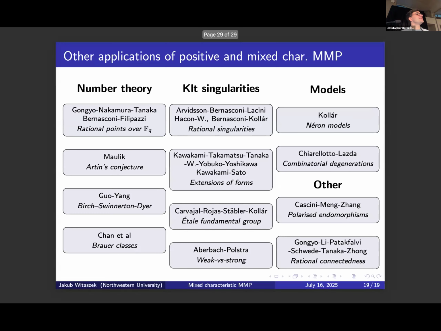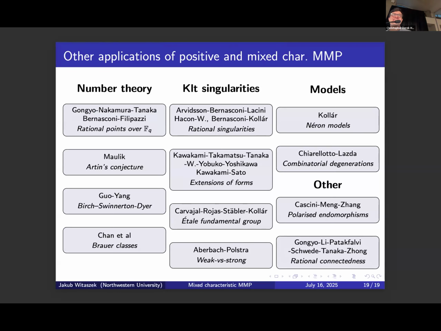And so on that note, let me give you the last slide. This slide consists of a collection of various problems in which the minimal model program in arithmetic settings, both in positive and mixed characteristic, was applied, in number theory, the study of singularities, models, and other. And there are many more results, but they did not fit on this slide.